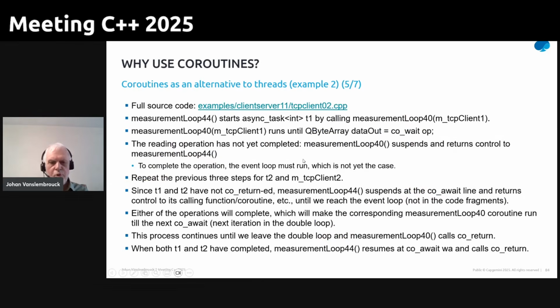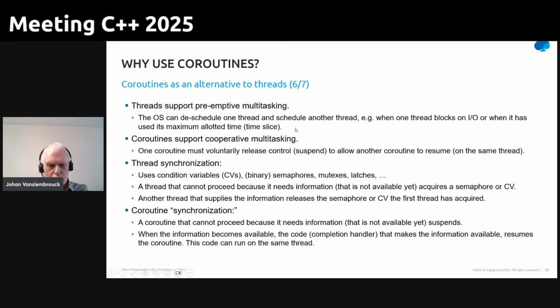Again, some more explanation in text, and a link to the original code. So coroutines support cooperative multitasking. Threads support preemptive multitasking. So the question is, why can you not use coroutines as an alternative to threads? Because they both support a different kind of multitasking, but at least it's multitasking they support.